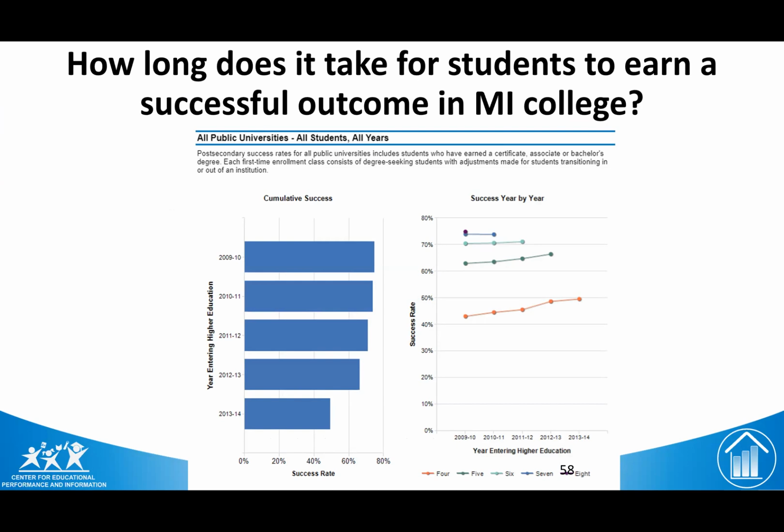One of our reports, well, it's not really new anymore, is the success rates report that helps us to see how long it really takes for students to earn a successful outcome in a Michigan college. These reports give a good look at the reality of how long it's taking our students to get an associate's degree or a bachelor's degree in our institutions, and that it's taking longer than the traditional 2 or 4 year outcome we're used to hearing is supposed to happen.